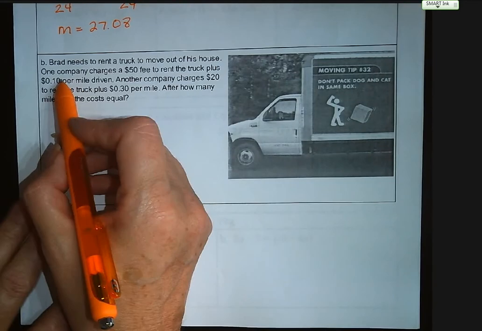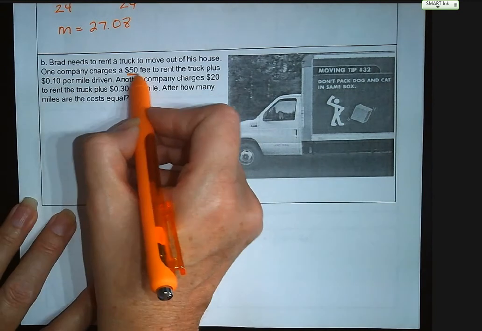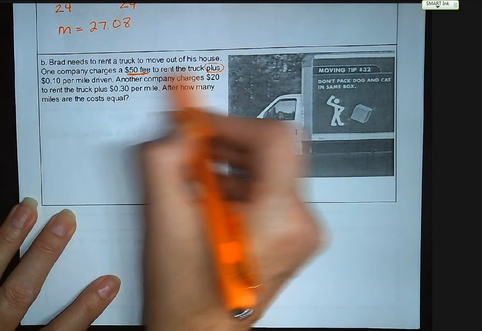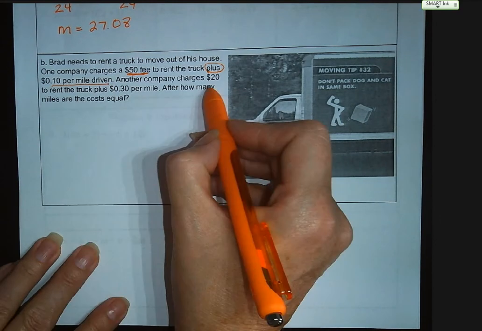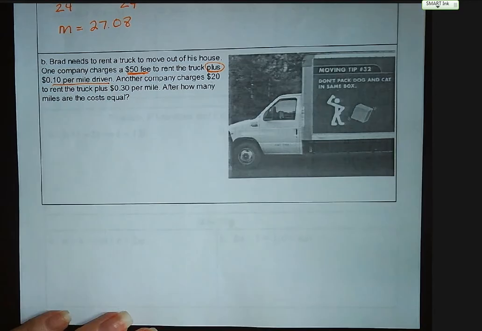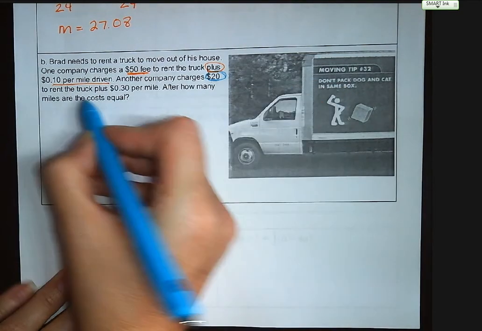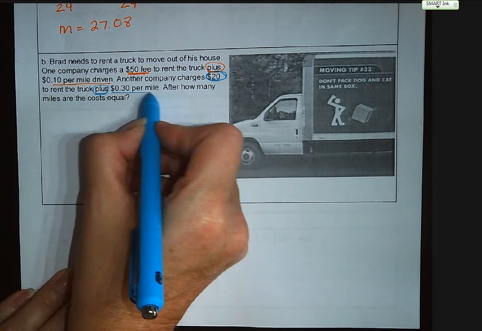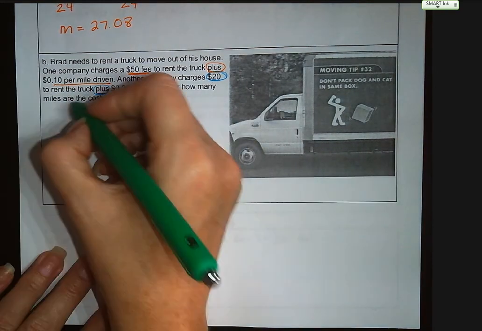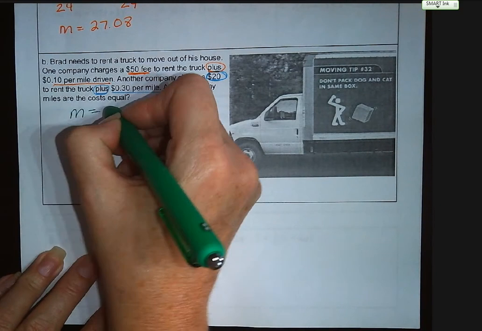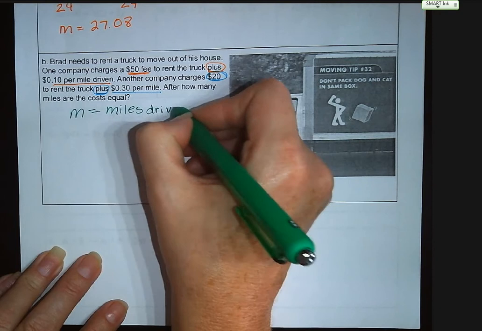All right. Brad needs to rent a truck to move out of his house. One company charges a $50 fee to rent the truck plus 10 cents per mile driven. Another company charges $20 to rent the truck plus 30 cents per mile. All right, so we have 2 separate companies here. We want to know how many miles until the costs are going to be equal. So again, we're going to use the variable M, and we're going to say that is miles driven.